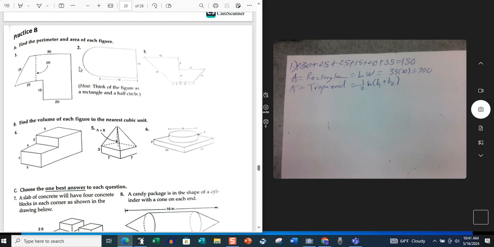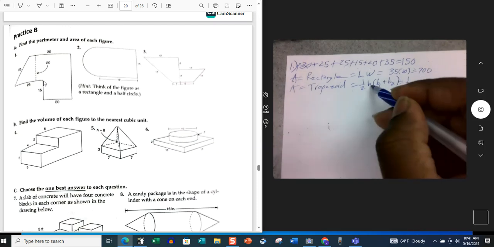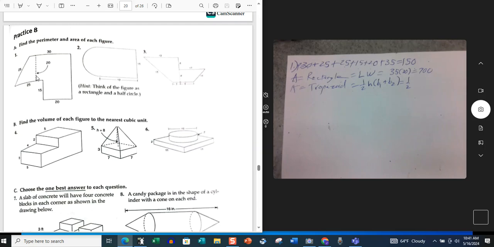Now we do the trapezoid. Now here's the trick with the trapezoid. First of all, we add half, and then the height. We know this height of the trapezoid is going to be 20. The height is 20. Now the smaller base. Now we look here. First of all, this line should have been drawn here.